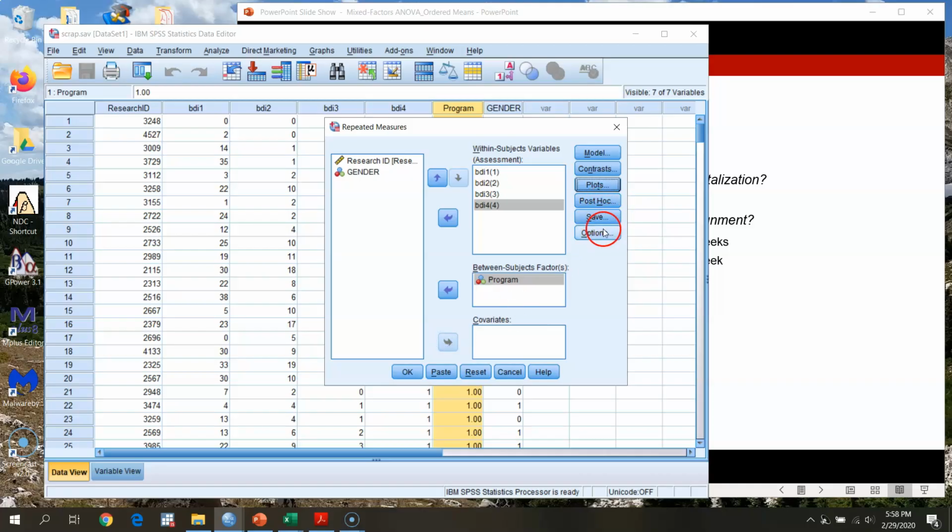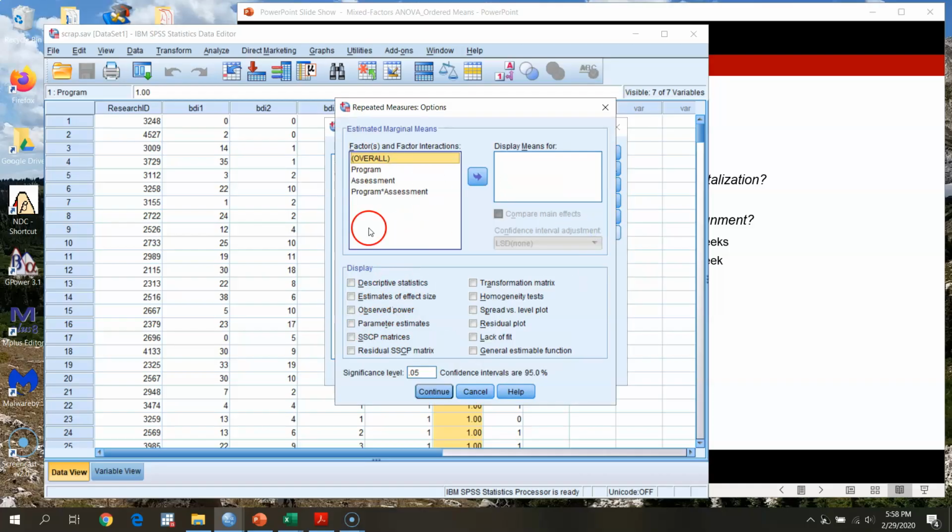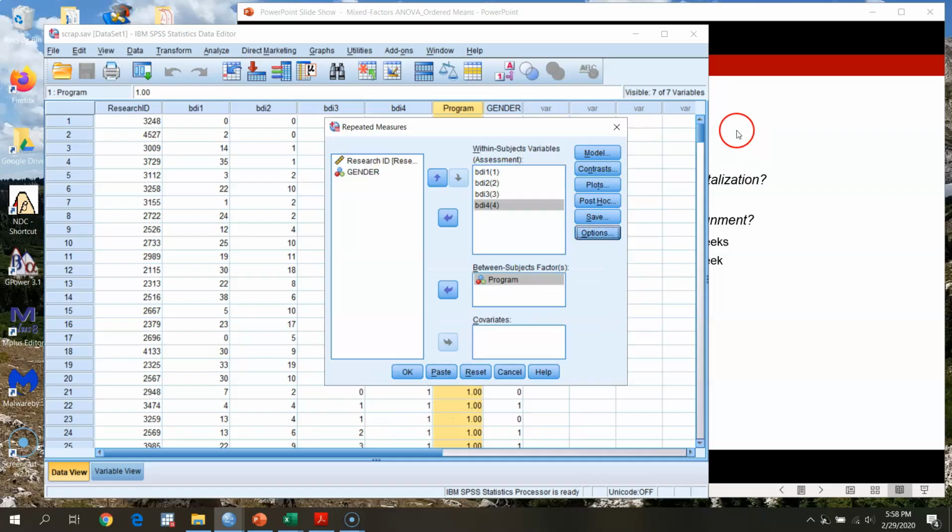Post-hocs, we don't need to worry about that. Save, we don't worry there. But for options, what I'm going to do is ask for descriptive statistics, estimates of effect size, and homogeneity variance tests. Other things we won't really worry about too much here. So I'm going to hit continue.